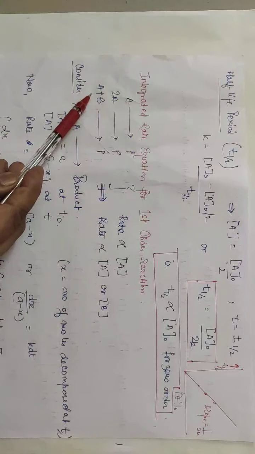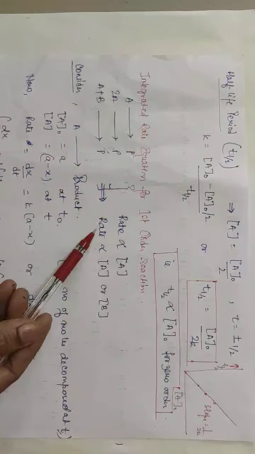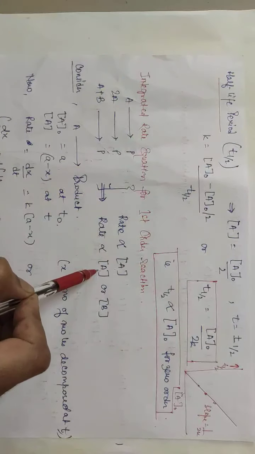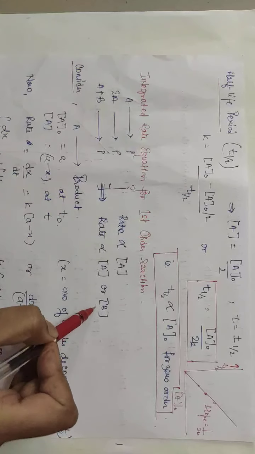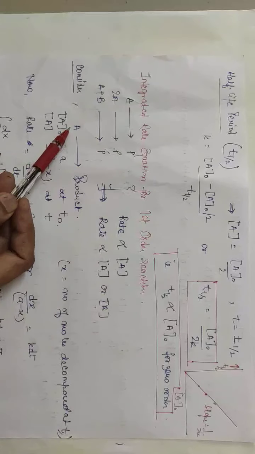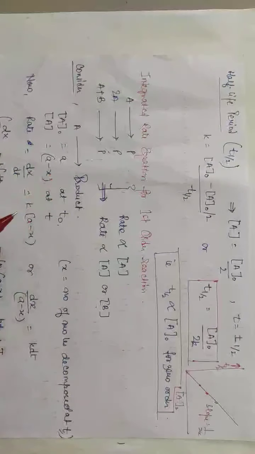And if two types of reactant are there, then also the rate will be proportional to either the molar concentration of A or the molar concentration of B.